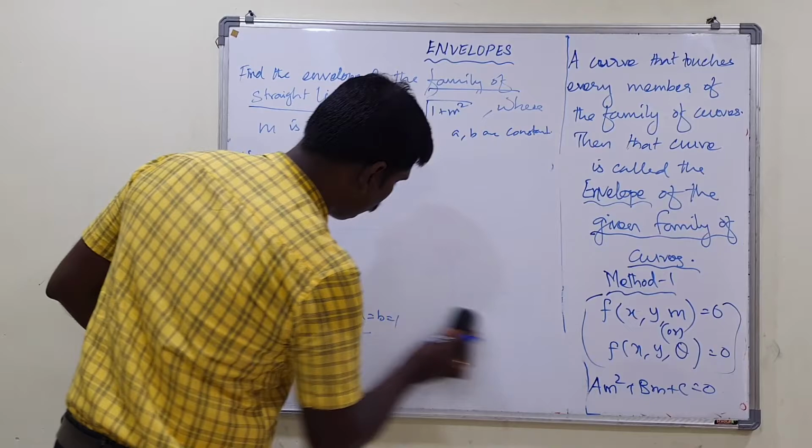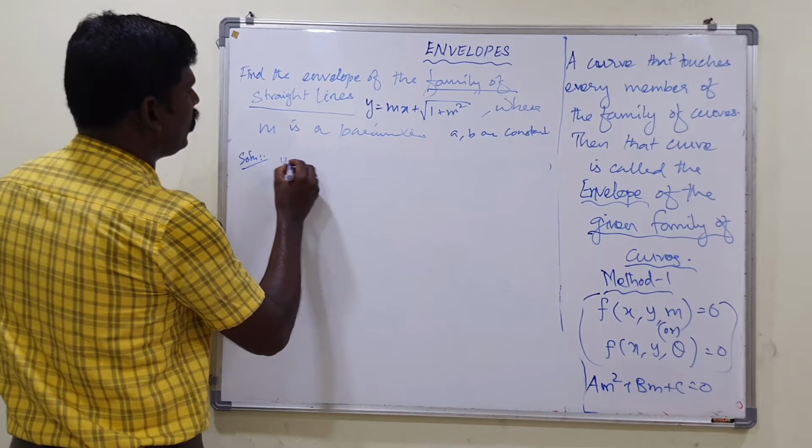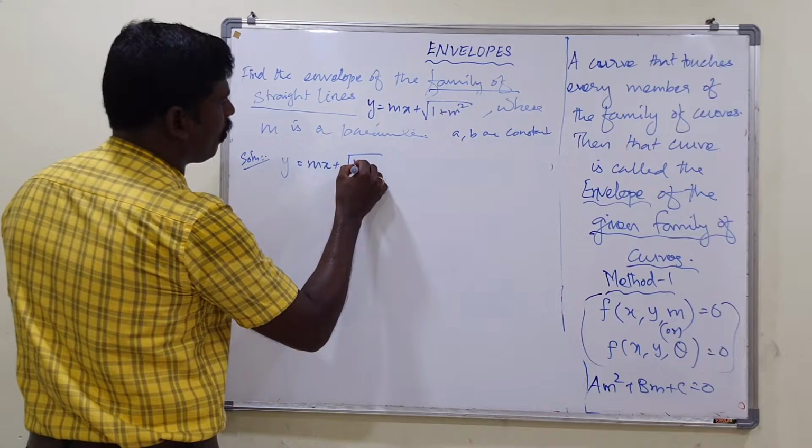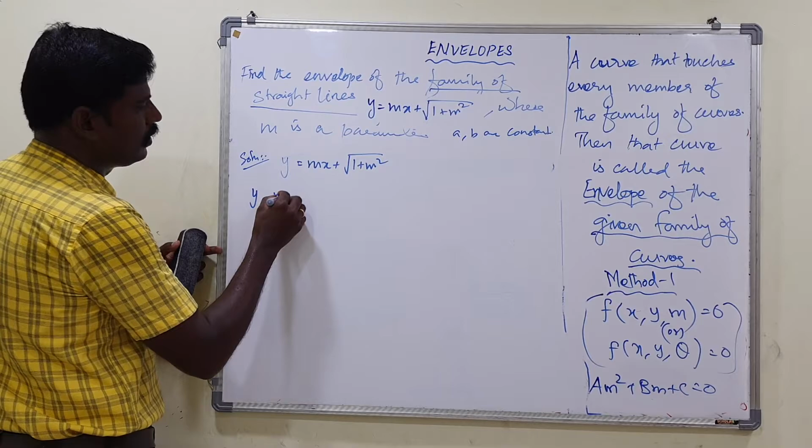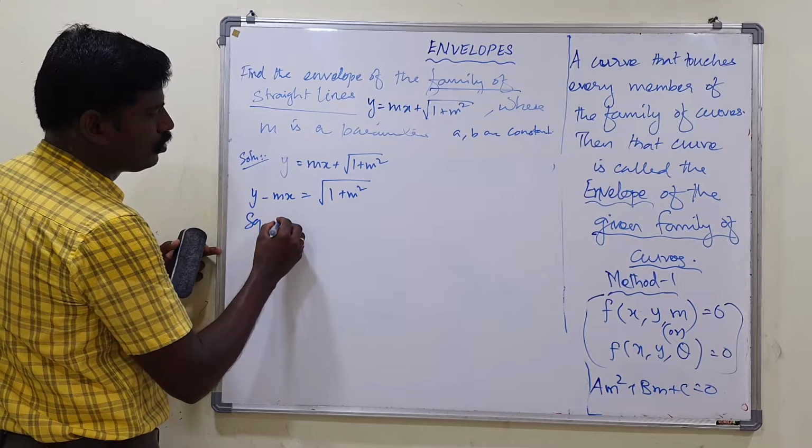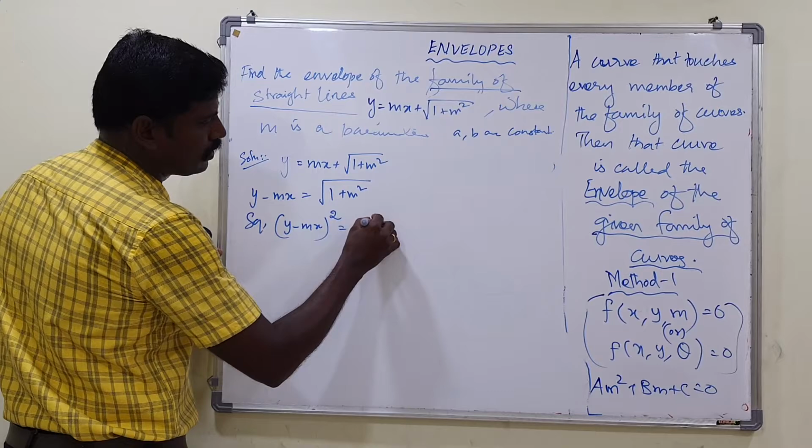Look at it. What is the given family of straight lines? y equal to mx plus root of 1 plus m square. Take mx to the left hand side: y minus mx is equal to root of 1 plus m square. Squaring on both sides, y minus mx the whole square is equal to 1 plus m square. Expand through the a minus b the whole square form.